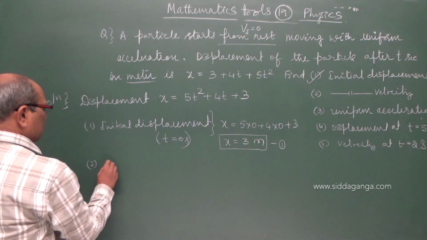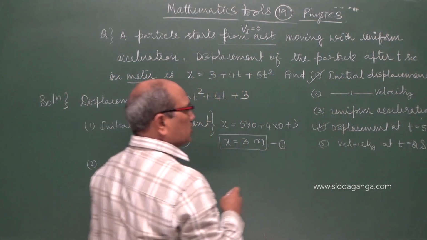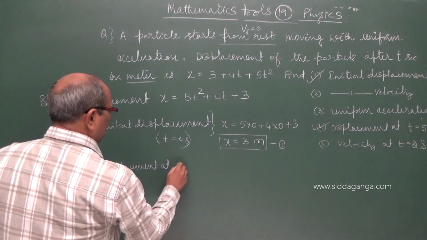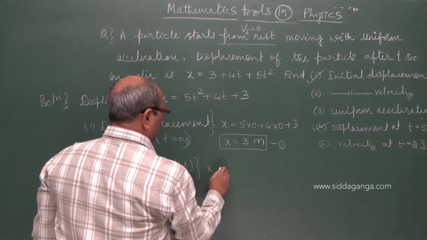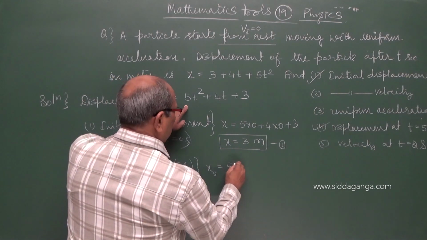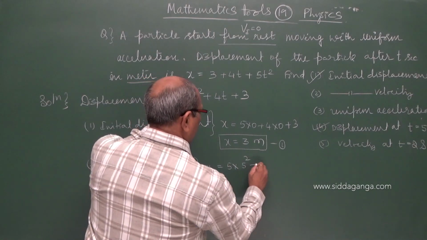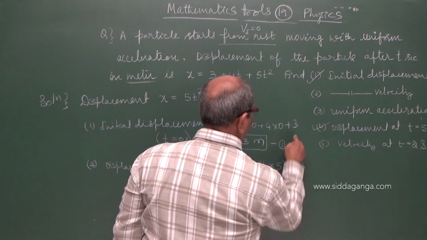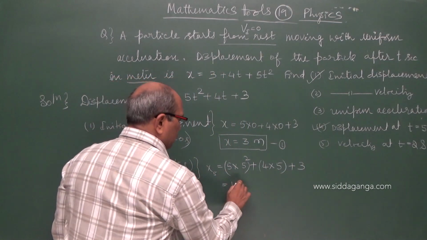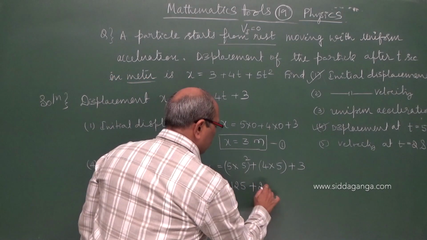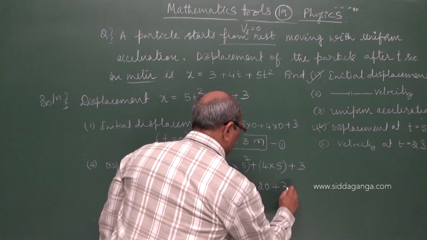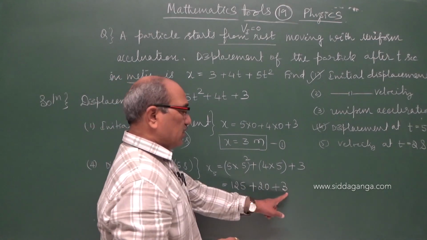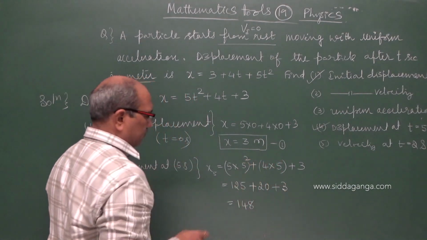Now the displacement at 5 seconds. x is equal to 5 into 5 square plus 4 into 5 plus 3. 25 into 5 is 125, plus 5 times 4 is 20, so 125 plus 20 is 145, plus 3 is 148 meters.